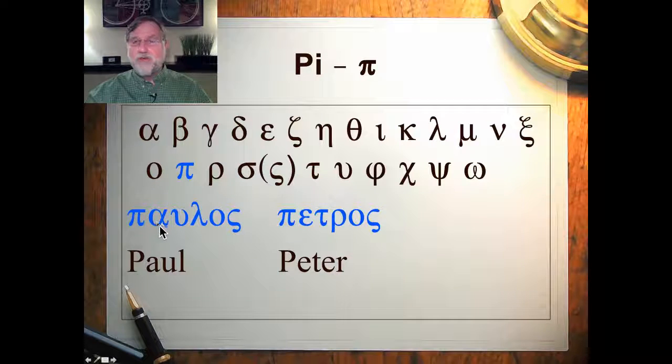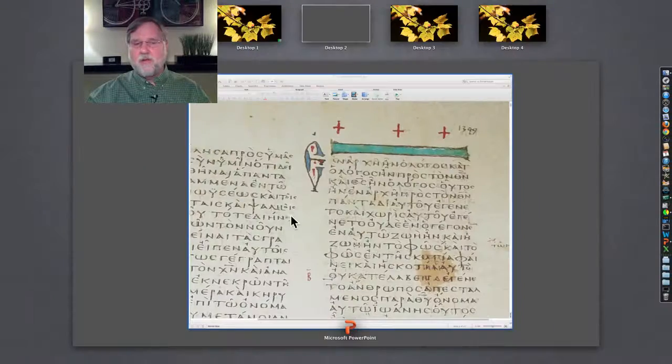Two words, two names in this case, Paulos. See the pi there? Paulos or Paul, and Petros or Peter. But hone in on the pi. Both those words will be on the vocabulary test.